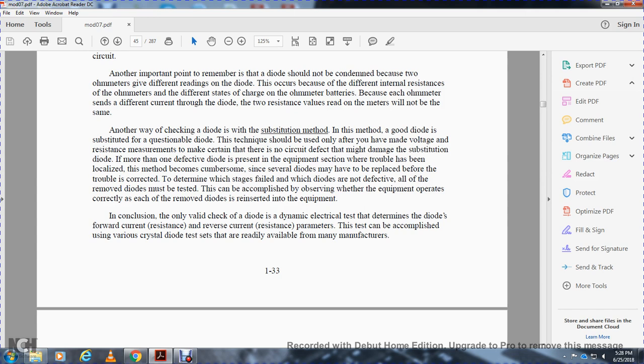You may replace the diodes before the trouble is corrected, only to determine that it was not a defective diode at all. But you can test the diodes by observing the equipment operate correctly as you remove the diodes and reinsert them into the equipment.